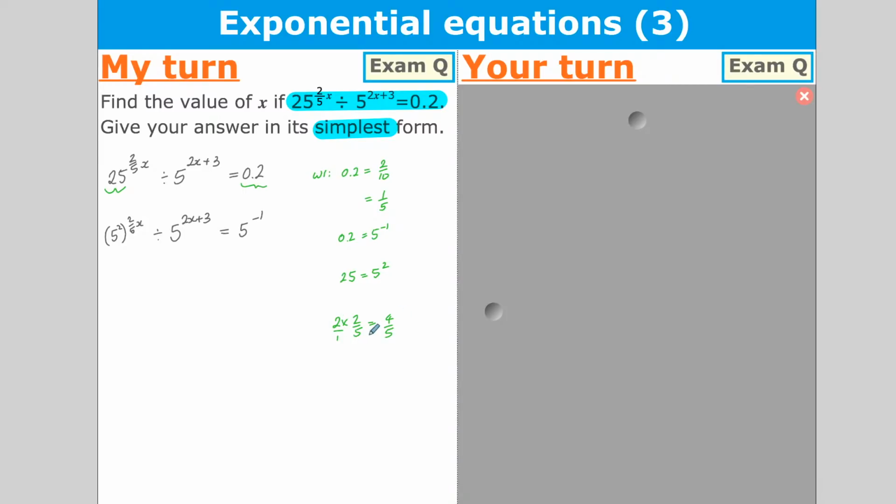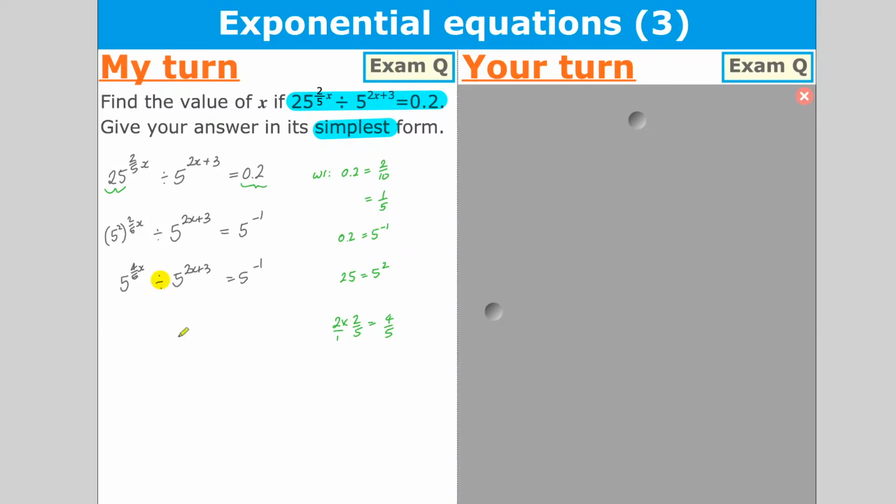2 times 2 is 4. 1 times 5 is 5. So tidying up this bad boy here, I get 5 to the power of 2 times 2/5, which is 4/5. But don't forget that x. Divided by 5 to the power of 2x add 3 is equal to 5 to the negative 1.